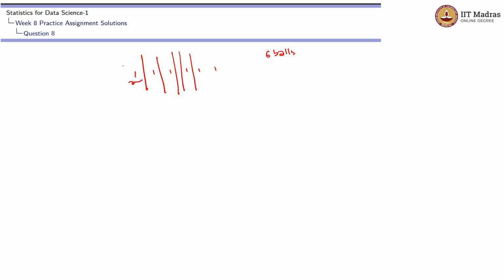Okay, so until here we have this as first ball runs, this is second ball runs, this is third ball runs. Here we have nothing, but it's fourth ball runs. This is fifth ball and this is sixth ball runs.